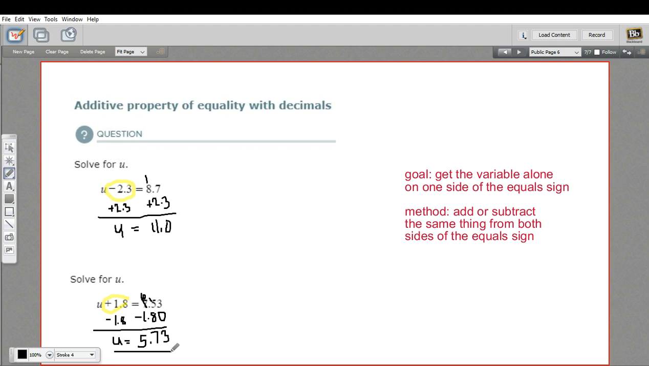So u equals 5.73. So that is how to solve some simple algebraic equations using this additive property of equality with decimals.